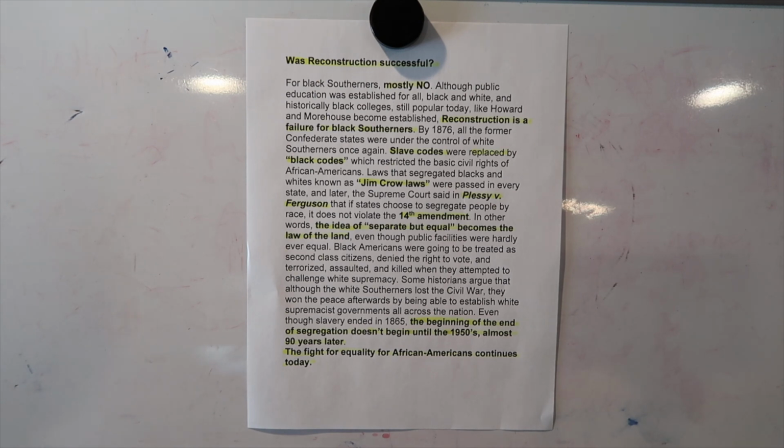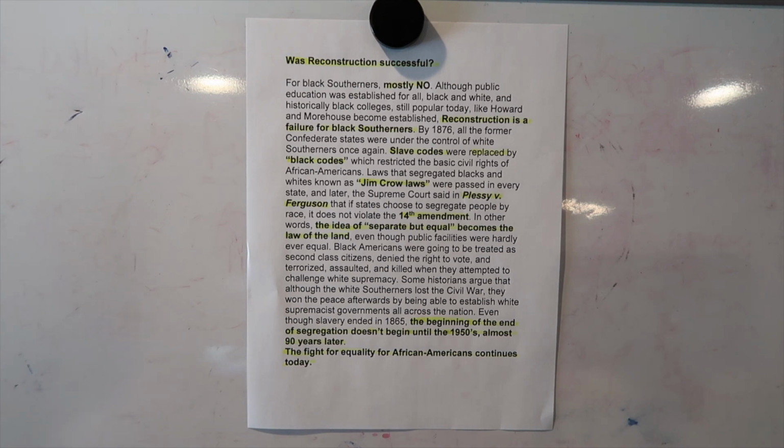We know that 60 years later that's going to be reversed by the Brown versus Board of Education decision, but back in the 1800s, this is the federal government agreeing that, hey, if states want to have separate facilities for blacks and whites, that's up to the states. In other words, the idea of separate but equal becomes the law of the land.